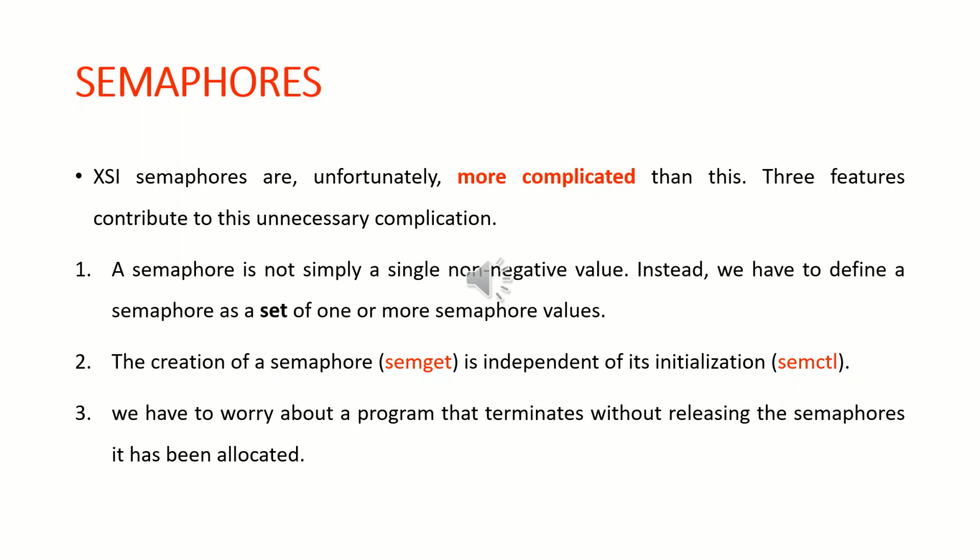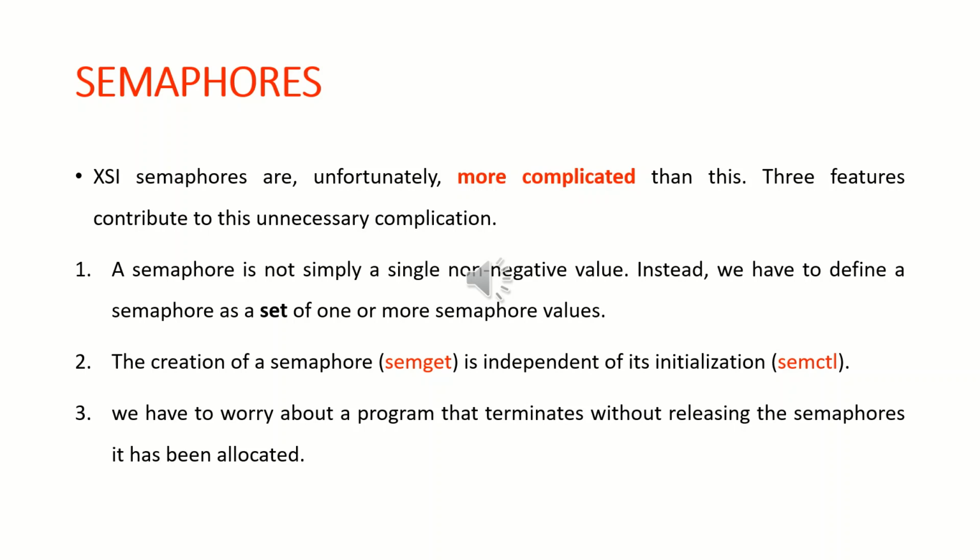Here we discuss another type of semaphore, XSI semaphores. They are unfortunately more complicated than necessary. Three features contribute to this unnecessary complication. First, a semaphore is not simply a single non-negative value. Instead, we have to define a semaphore as a set of one or more semaphore values. When we create a semaphore, we specify the number of values in the set.